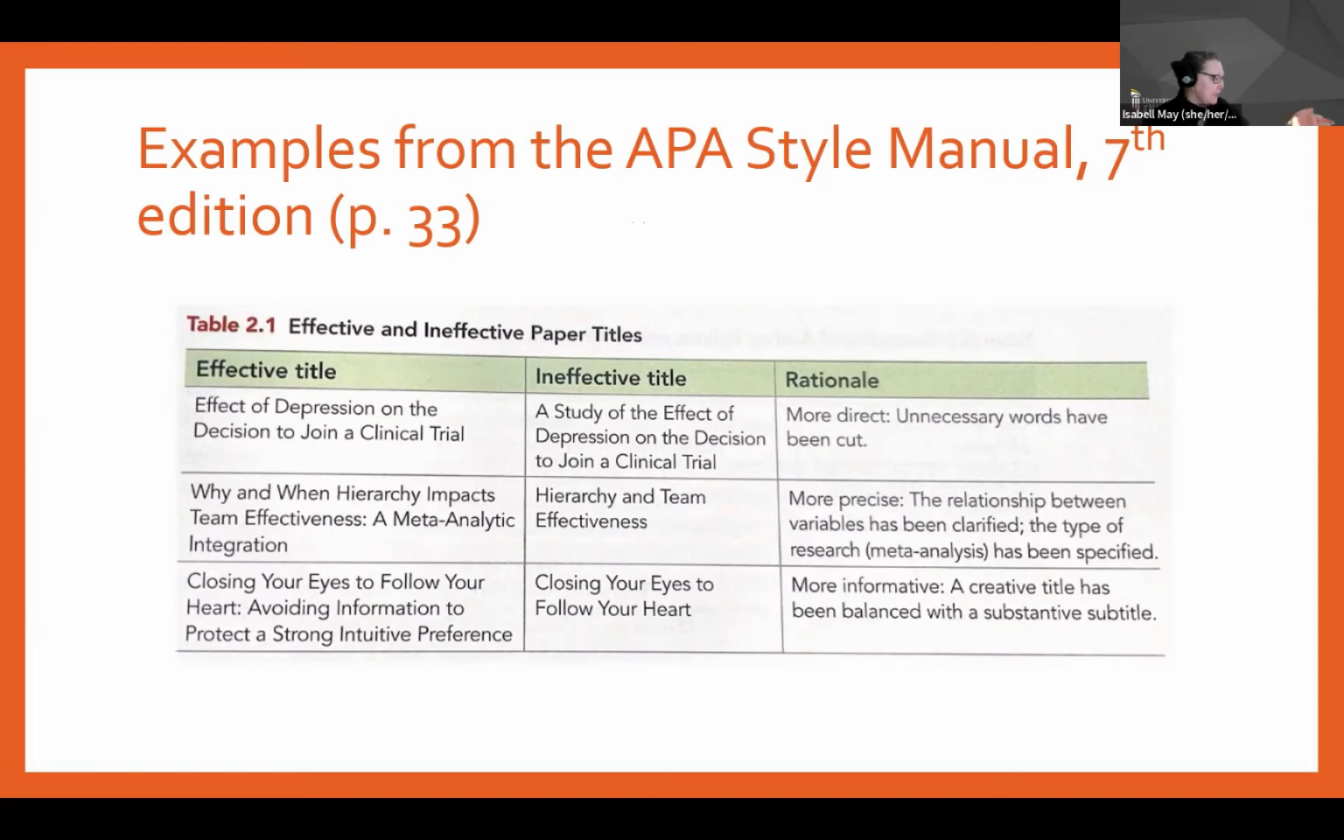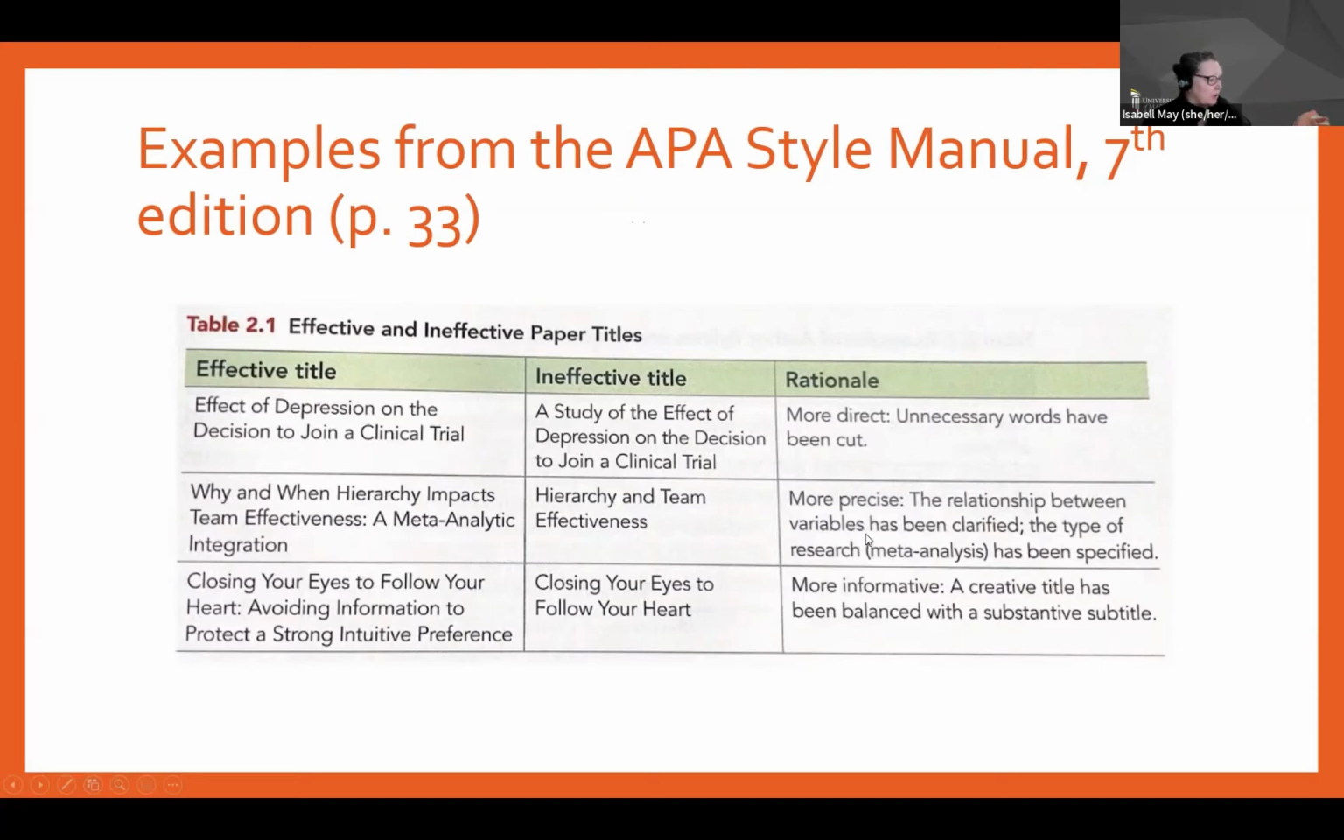And here are some examples of effective titles, ineffective titles, and then some rationale. So really, cutting unnecessary words. If you look at the first example, rather than "a study of the effect of depression on the decision to join a clinical trial."